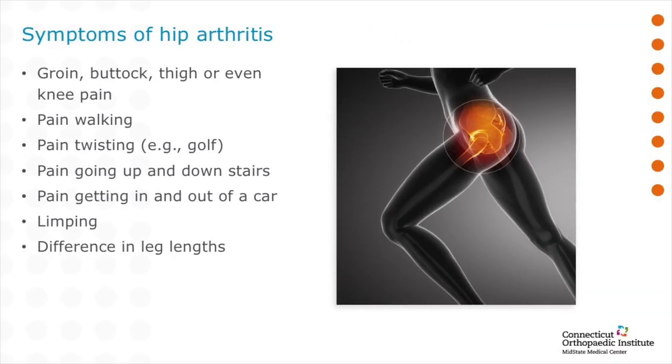Now that you understand the concept behind hip arthritis, how would we know if we actually had it as a patient? Some of the symptoms can be groin, buttock, thigh, and sometimes even knee pain. Patients have pain walking. Sometimes they have pain twisting, such as doing activities like golf when they have a golf swing and a twist. You may have pain going up and down stairs, getting in and out of a car. Sometimes patients even notice a difference in their leg lengths, or they'll start to notice a limp.